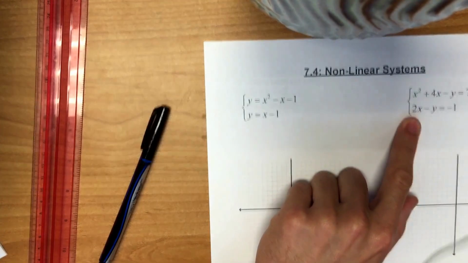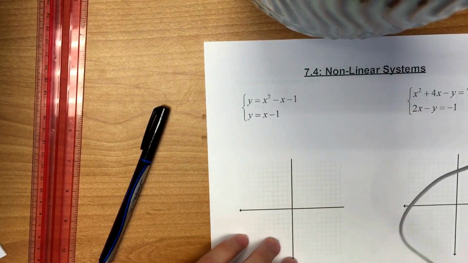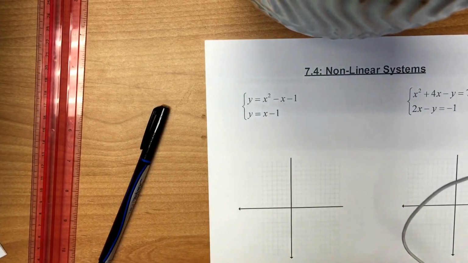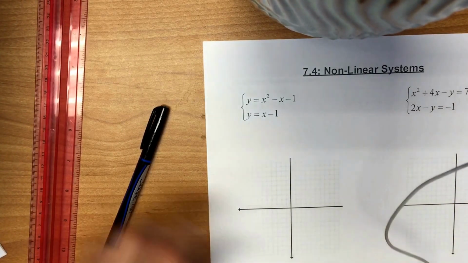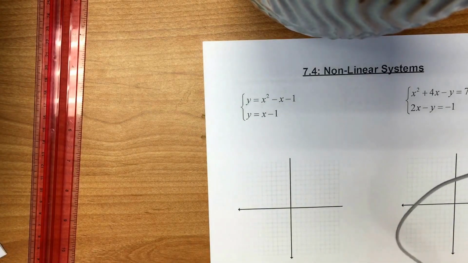If I graph this example, the first thing I should notice is the top one is not a line. It is actually a parabola. I'm going to skip the top one for right now, and we are going to graph the bottom one because it's a nice, easy line.